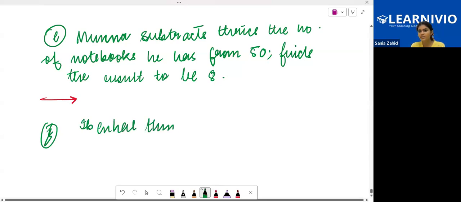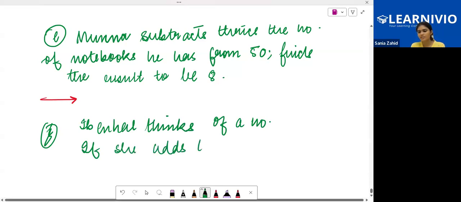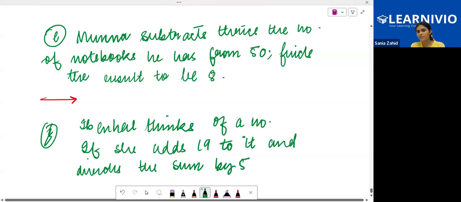Listen to the next question as well. Ibn Hal thinks of a number. If she adds 19 to it and divides the sum by 5, she will get 8.